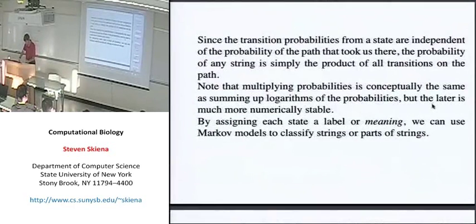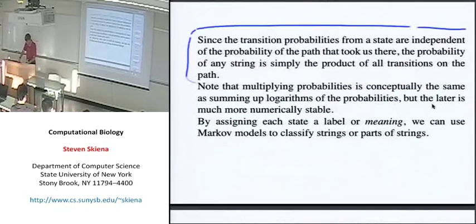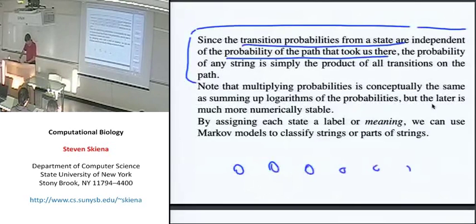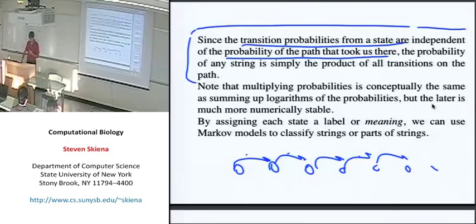So the transition probabilities are independent of the path that took us to a state. Therefore, if we want to know the probability of a given string, it is simply the product of the probabilities of each transition. And if I give you a model with certain probabilities, certain strings are going to be more likely to be generated by that model than others, right?